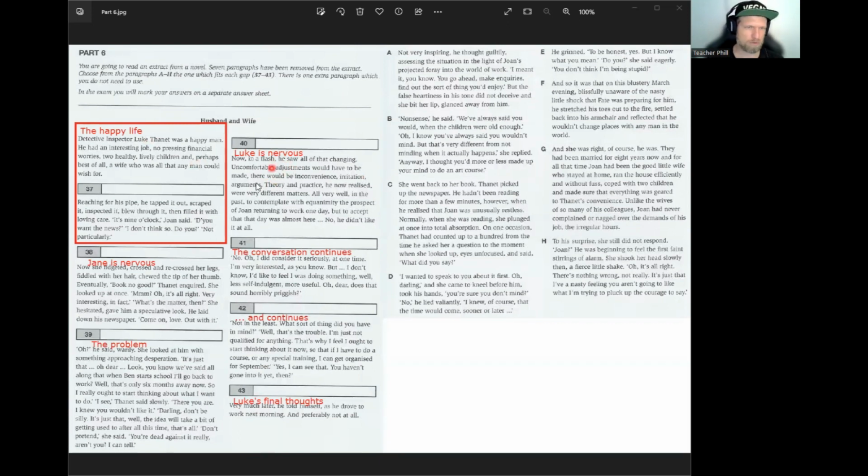But also what I've noticed, they don't say anything here, but here they do. So the conversation continues. So maybe they talk here or maybe not, we will see. In 41 they continue the conversation in 42. That's why I just wrote the conversation continues. And then at the end of the text, we have Luke's final thoughts. So that's the first thing you should do. This took me maybe two or three minutes. Reading quickly, just make some notes, and you can move on to the next step, which is looking at the paragraphs.